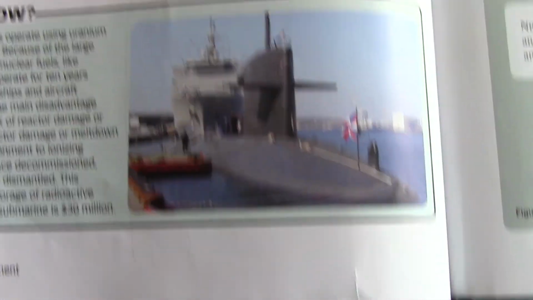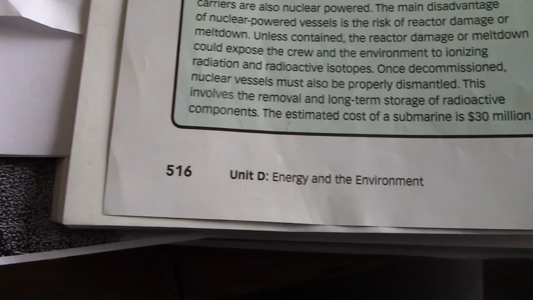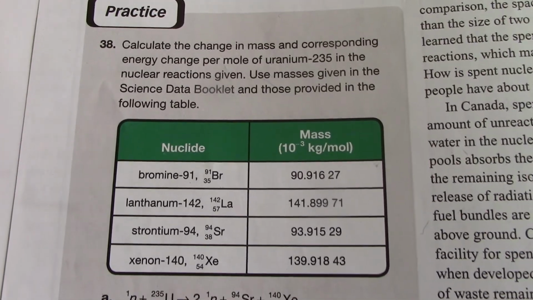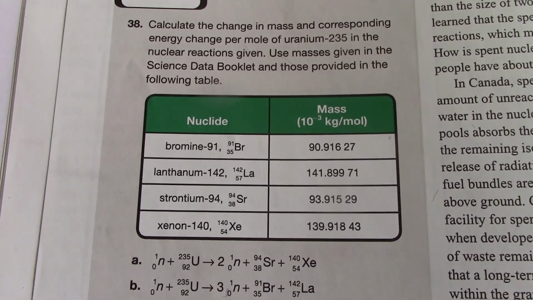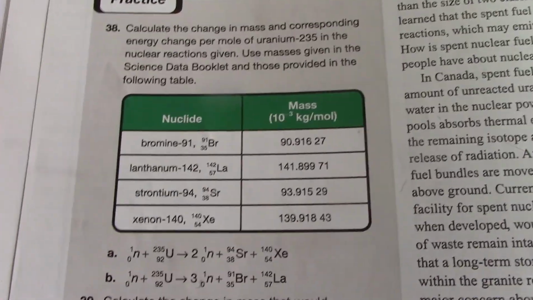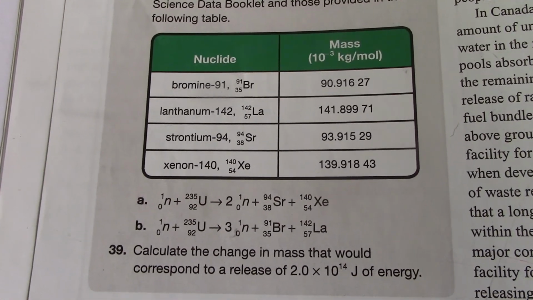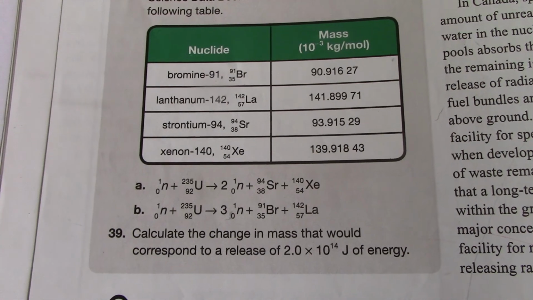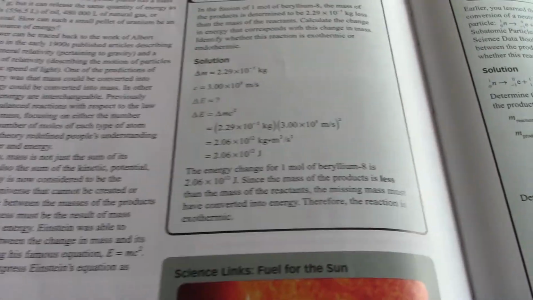Okay, let's take a look at page 516. The question is asking, calculate the change in mass and corresponding energy change per mole of uranium-235 in the nuclear reactions given. Use masses given in the science data booklet and those provided in the following table. Here's a couple fission equations, and we're trying to find E equals mc squared. Here's the deal, though: we need to find the change in mass of all of these molecules. This is the tedious part.